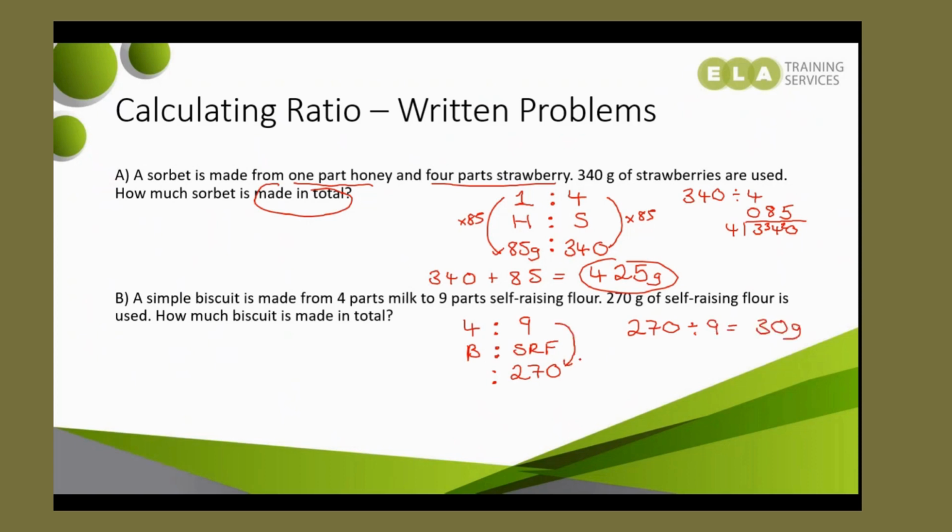So now we've times that by 30. So we times the other side by 30, which is 120. And our question is made in total. So 120 add 270 leaves us with 390 grams of biscuit. And that is how we do direct proportion.